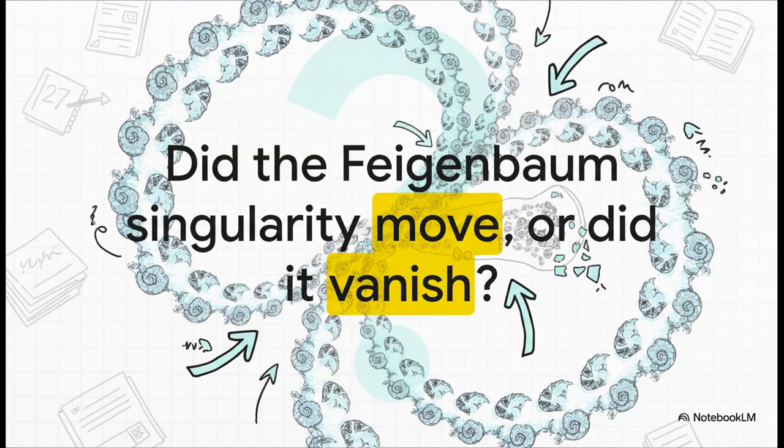So let's get right to it. In complex dynamics, there's this universal constant, Feigenbaum's delta, and it predicts a really important singularity. But here's the question. What happens if you just tweak the rules a tiny bit? Did that singularity just move somewhere else, or did it vanish completely? That's the exact question paper 27 of the Non-Holomorphic Fractal series sets out to answer.